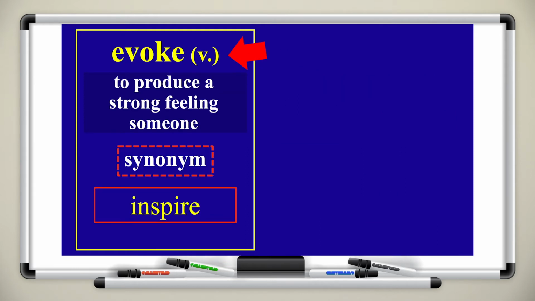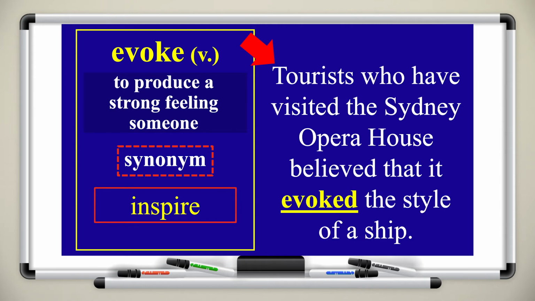The next item is evoke. It's a verb. It means to produce a strong feeling from someone. Another word for evoke is inspire. For example, tourists who have visited the Sydney Opera House believed that it evoked the style of a ship.